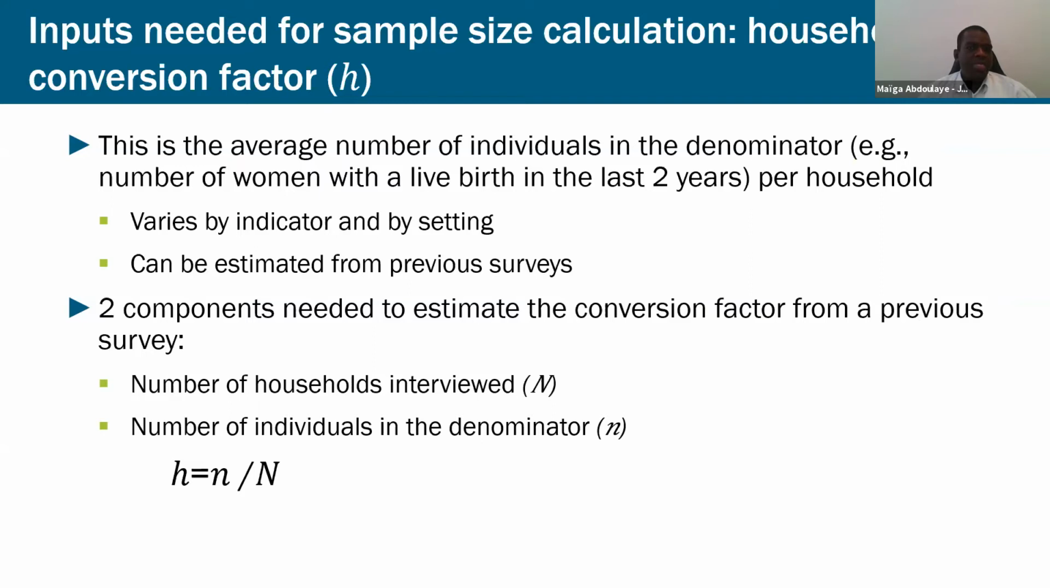This is the average number of individuals in the denominators, for instance, the number of women with a live birth in the last 2 years per household. This conversion factor may vary by indicators and by setting. You can also estimate this conversion factor using previous data, where data is available, and where the different requirements we talked about previously are also met. So we need two components to estimate the conversion factor: the number of individuals in the denominator divided by the number of households that have been interviewed.